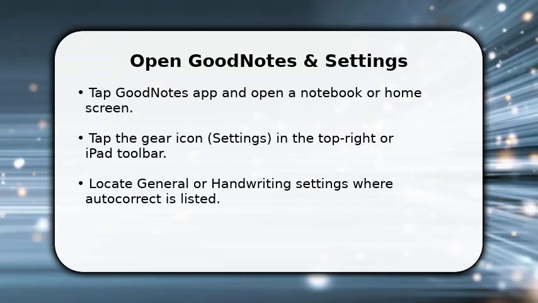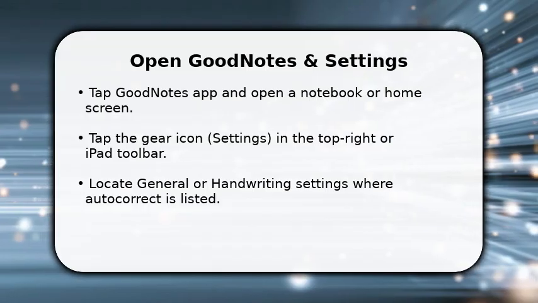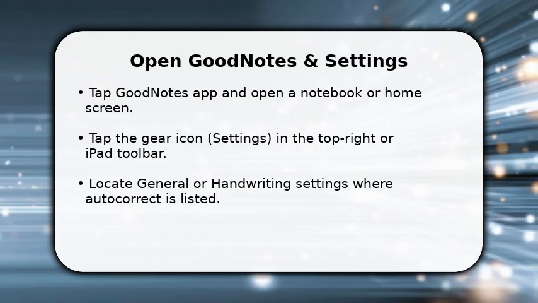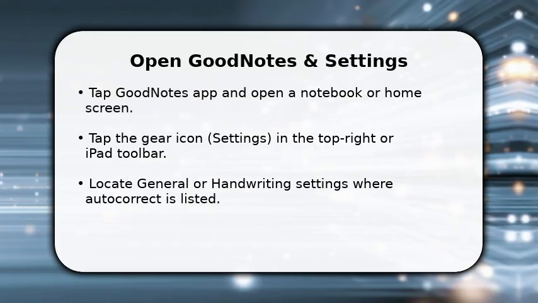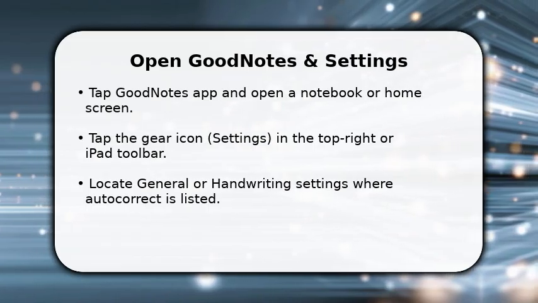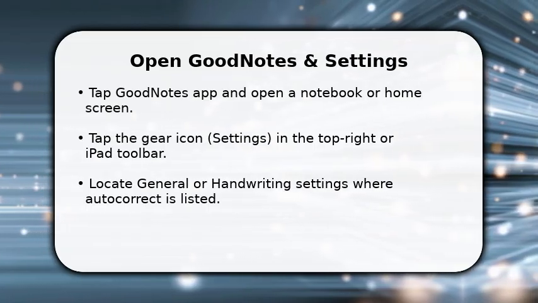You're starting in the app. Open Goodnotes and go straight to settings so you don't lose time. Once there, choose General or Handwriting. Goodnotes groups typing and ink options together. You want the area that controls text input behavior because Autocorrect lives there.